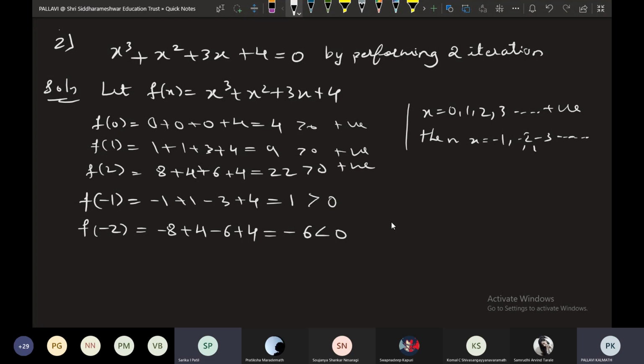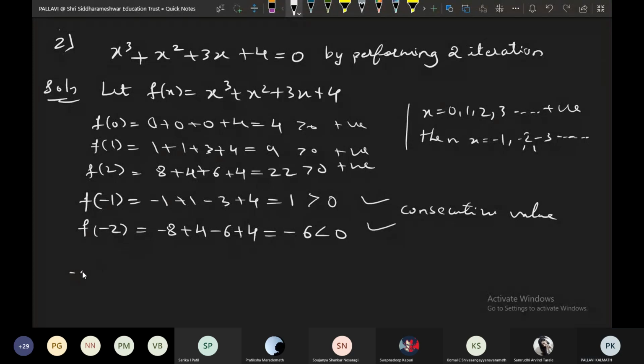Between -1 and -2. Minus 2 and minus 1. Don't take any positive and any negative value together. You have to take two consecutive values, one by one, the previous one and the next one. For the consecutive values only you should consider the root.